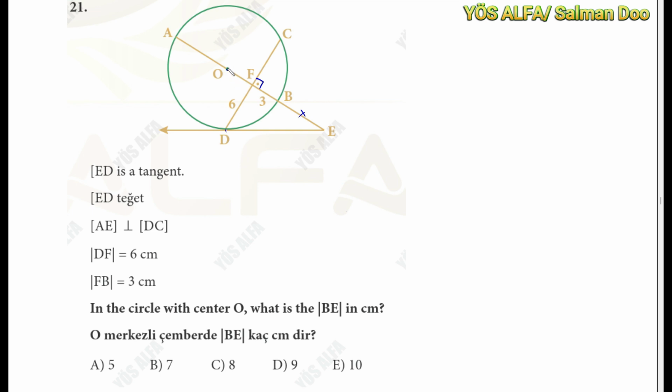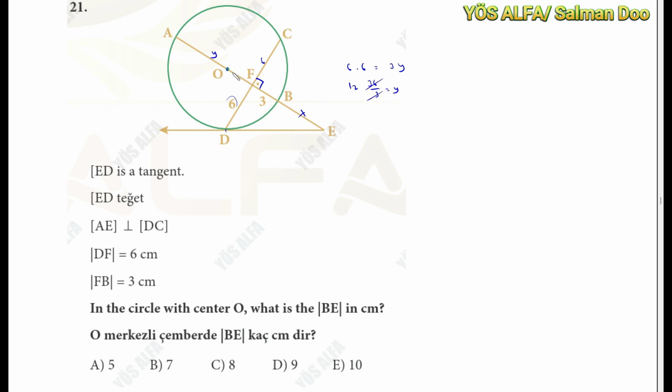If a line is drawn from the center of the circle perpendicular to the chord, then we know that it divides the chord into two equal parts. If this is 6, that's also 6. And from the circle theorem, we also know that the multiplication of these two is the same as the multiplication of these two over here. Let's say this is y. So 6 times 6 is equal to 3y. From here we have y is equal to 12.